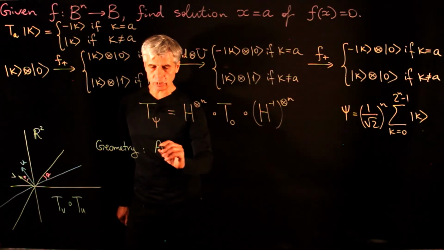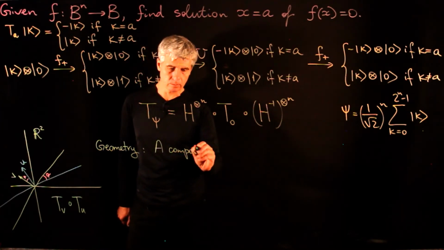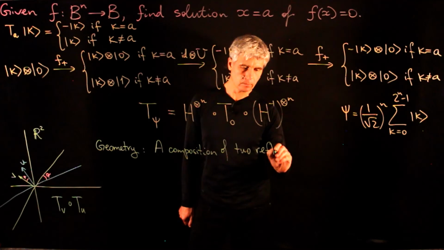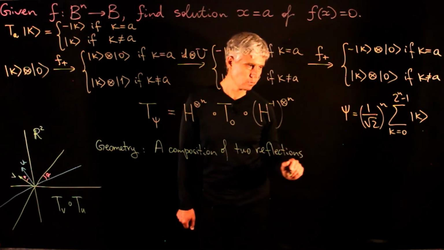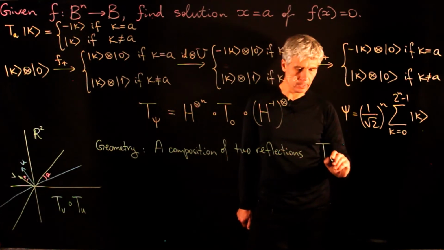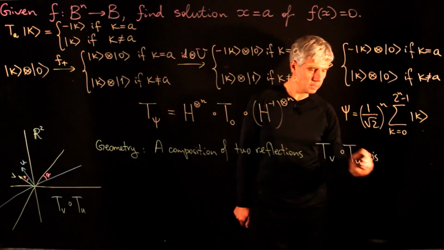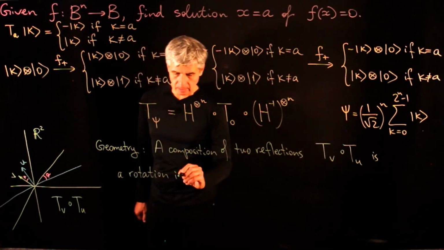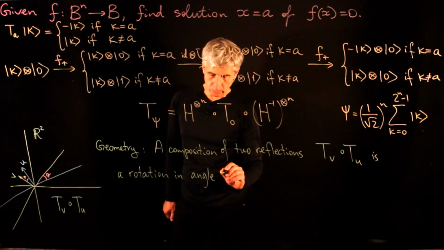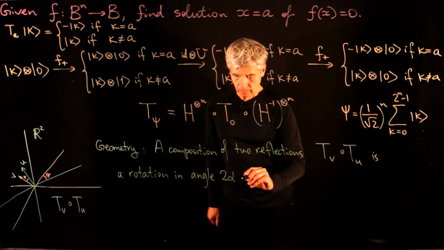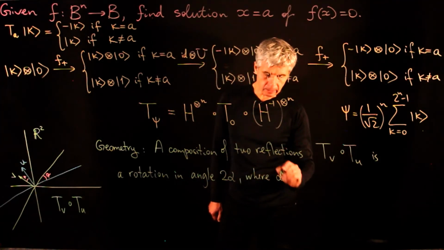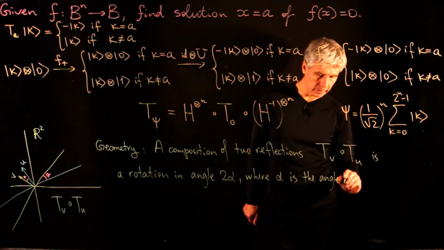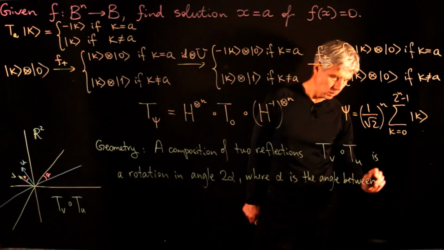that a composition of two reflections, so T_v composed with T_u, is a rotation by angle 2 alpha, where alpha is the angle between u and v.